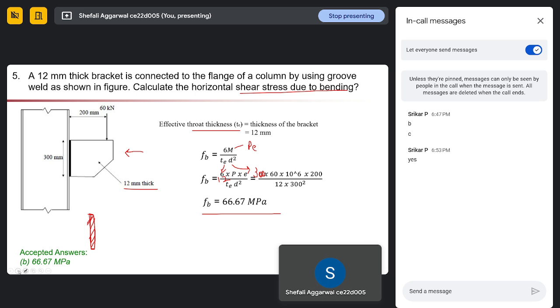Ma'am, here we calculate like Q is equal to P by 2D. Yeah, it's shear stress due to bending. So that's why we are taking the bending formula. Okay.